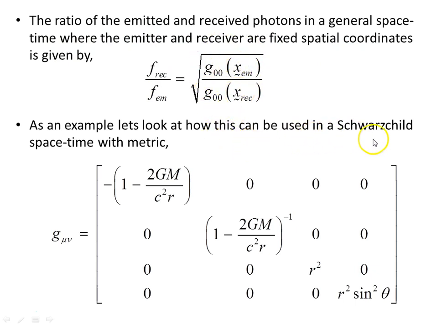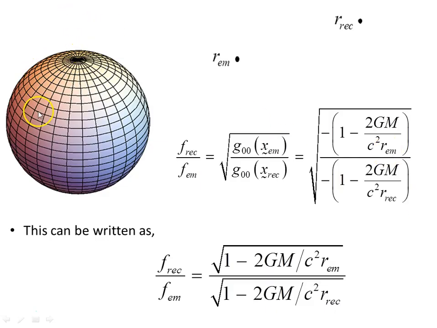As an example, let's look at how this can be used in a Schwarzschild space-time with this metric, the Schwarzschild metric. If we have a look at it, there's our mass, and here's the point of emission, here's the point of reception, and so f receiver over f emitted is this object here, putting in the 0,0 component of the metric at emission and the 0,0 component of the metric at reception. And this can be written as f received over f emitted is this object here. When we do a little bit of algebra, cancel out minus signs, and rearrange a little bit to make it look nicer, it gives us this object here.